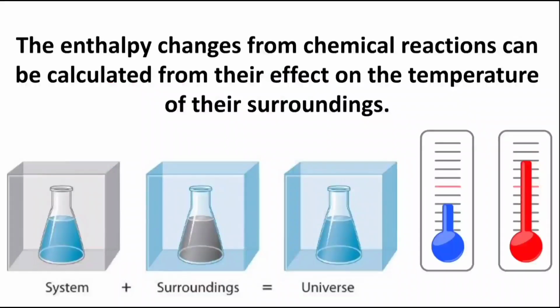Let's start. The essential idea of this unit is that enthalpy changes from chemical reactions can be calculated from their effect on the temperature of their surroundings. You need to clearly understand the difference between system and surroundings and their effect on each other.